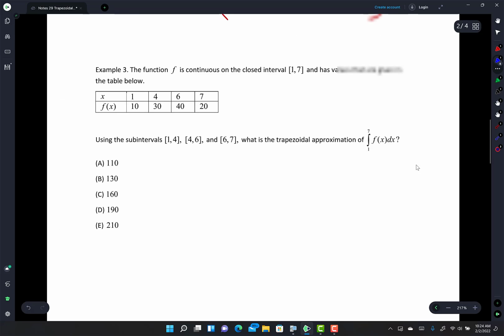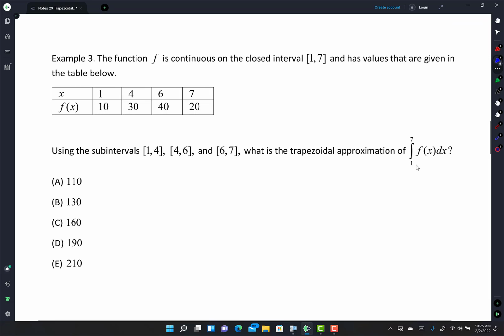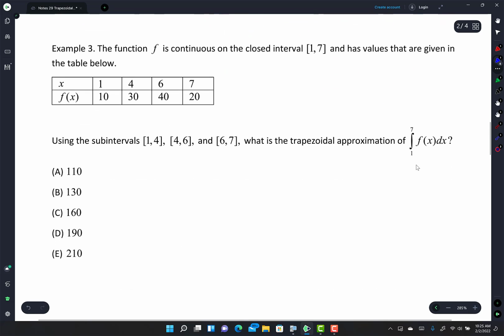All right, so here's a question. This one looks like it comes from UH as well, but don't quote me on that. The function f is continuous on the closed interval 1 to 7 and has values that are given in the table below. Using subintervals 1 to 4, 4 to 6, and 6 to 7, what is the trapezoidal approximation of the integral from 1 to 7 of f of x dx? Perfect. On this one, this is more realistic. Do I have trapezoids of equal heights? No. The delta x is the heights, guys. Are we okay with that?